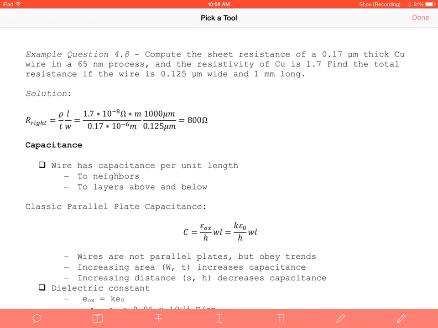Make sense? Okay. So the last thing we'll cover, since we're talking about pi delay models, is Elmore delay. We talked about resistance. Now we're going to discuss capacitance of the wire.